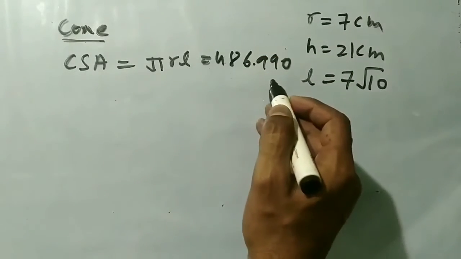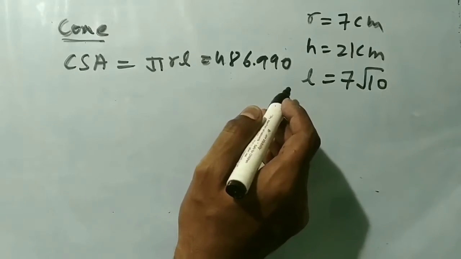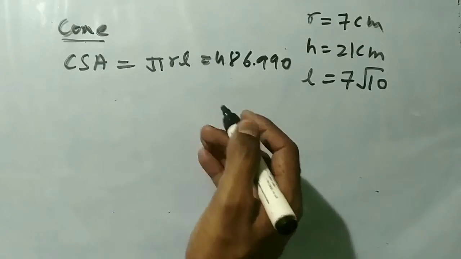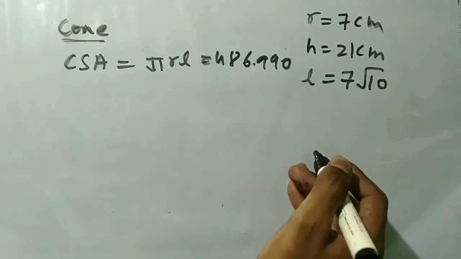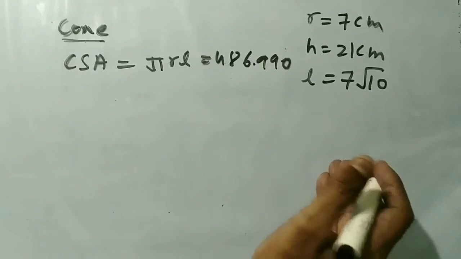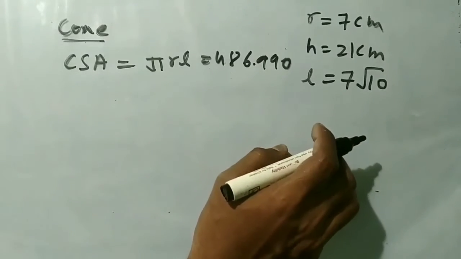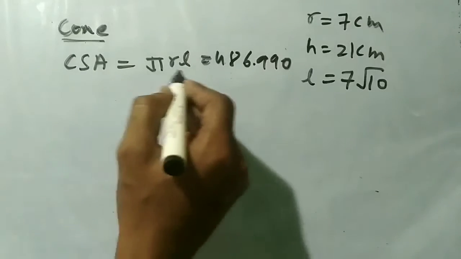Actually I got this value from the calculator. If you don't have a calculator in the examination, you can leave it as 154 under root of 10. That can also be considered as the result. So here we got the cone.